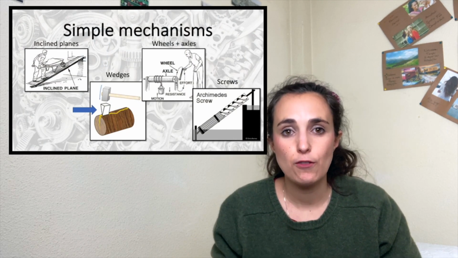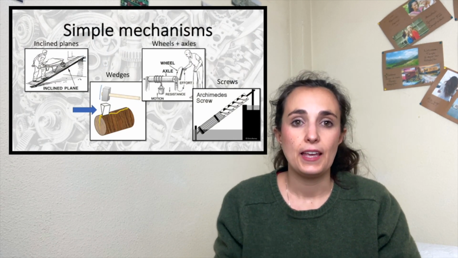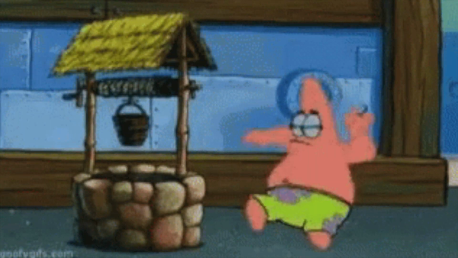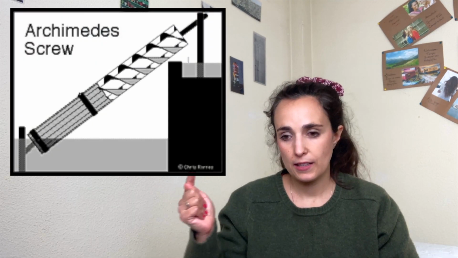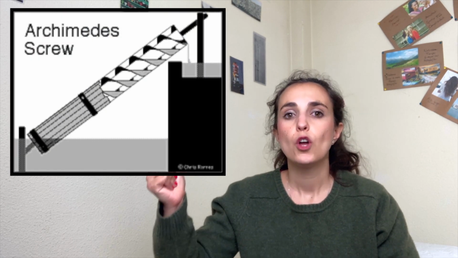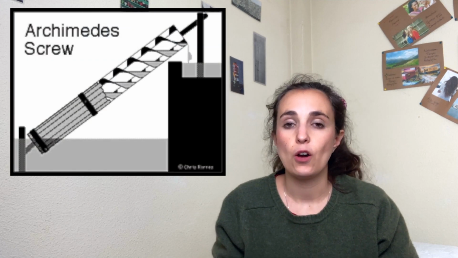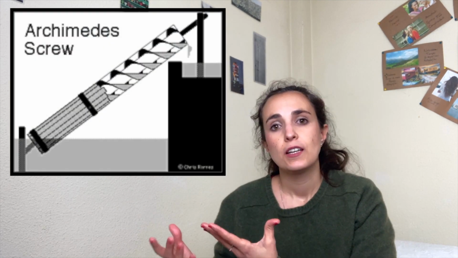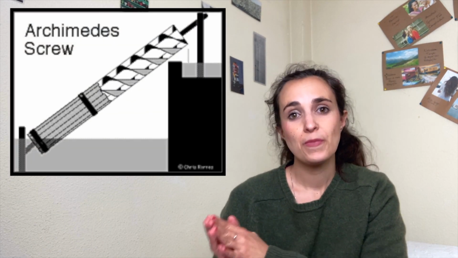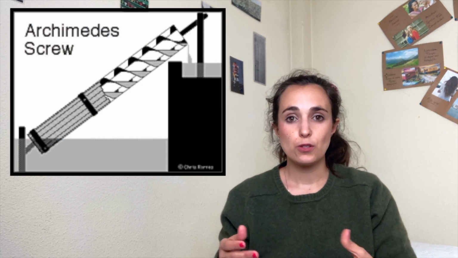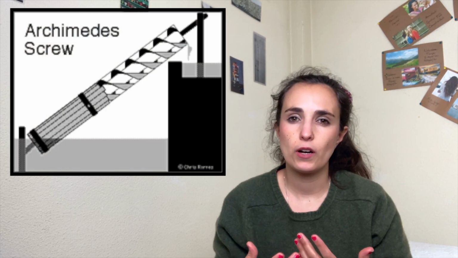And finally, the fourth simple machine is the screw. The screw is an object like this, but you can use its shape to move things easily, with less effort than if you tried to move them directly. A typical example is the Archimedes screw, which was used to move water without effort, or with less effort than normally.